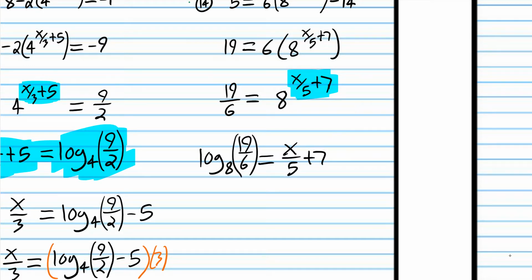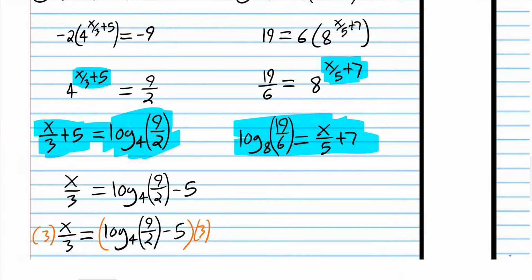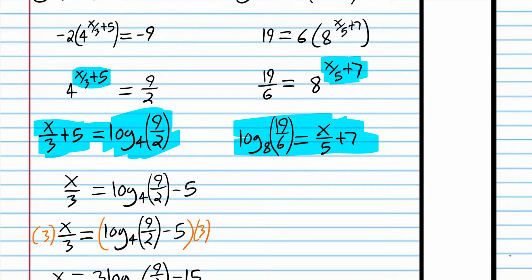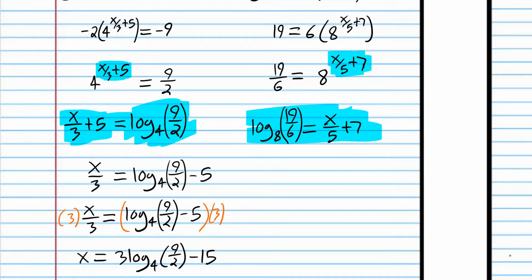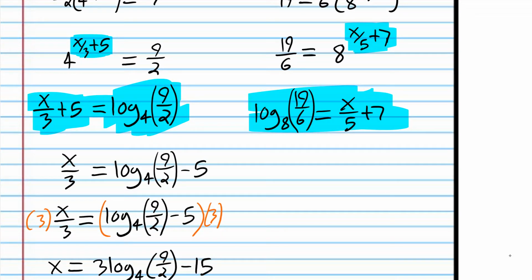So we have this expression, but we found the blue power. The blue power is log base 8 of 19 over 6. But we don't want that blue power. We want x. So now we have to subtract 7 from both sides.